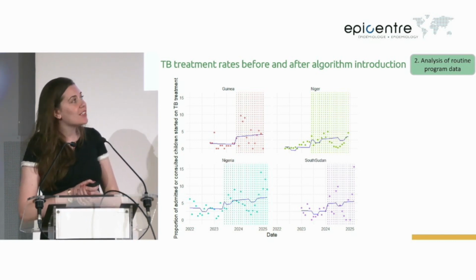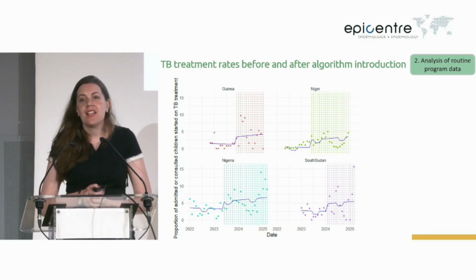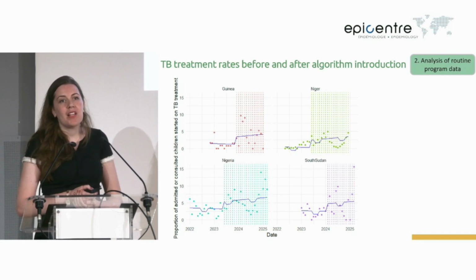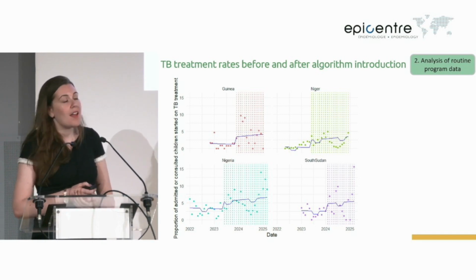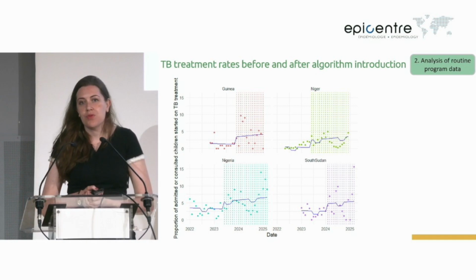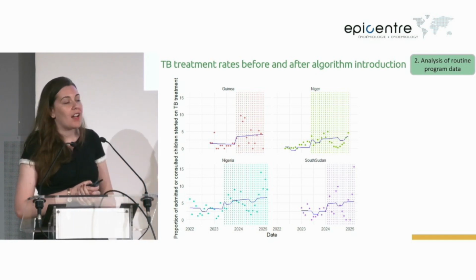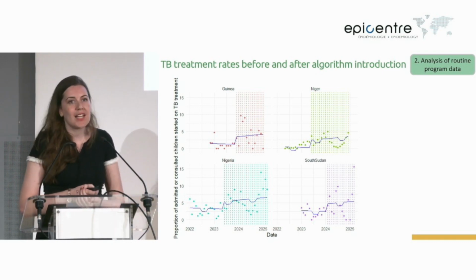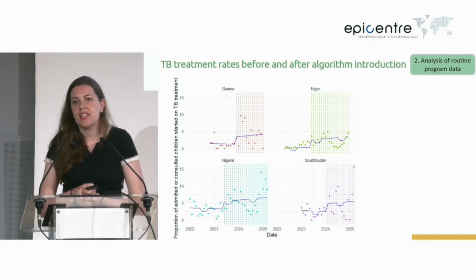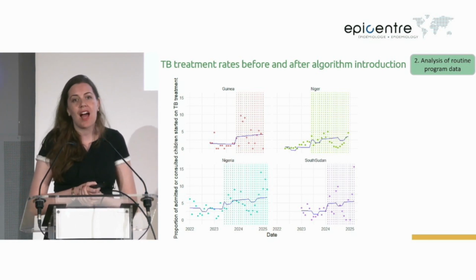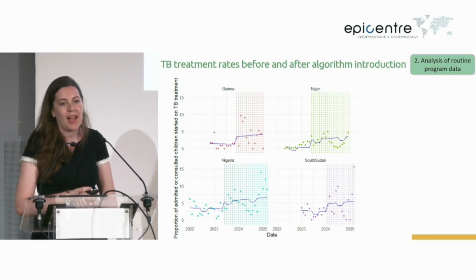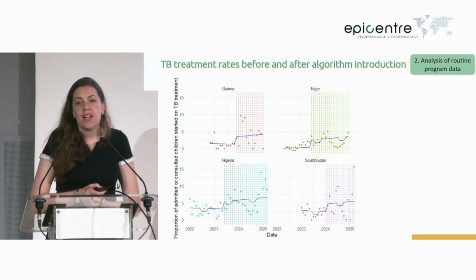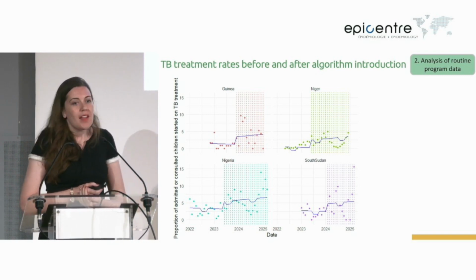And the results of this analysis are shown here. And we can see that each dot on the slides represents the proportion of children that were admitted or consulted who were initiated on TB treatment. And the unshaded area on the left of the slide is before the algorithms were introduced, and the shaded area on the right of the slide is after the algorithms were introduced. And we can see that in general, across each of the sites, the proportion of admitted or consulted children initiated on TB treatment tended to increase after the algorithms were introduced, which is what we would expect. And this is further illustrated through the blue lines on each graph, which were generated through the model.